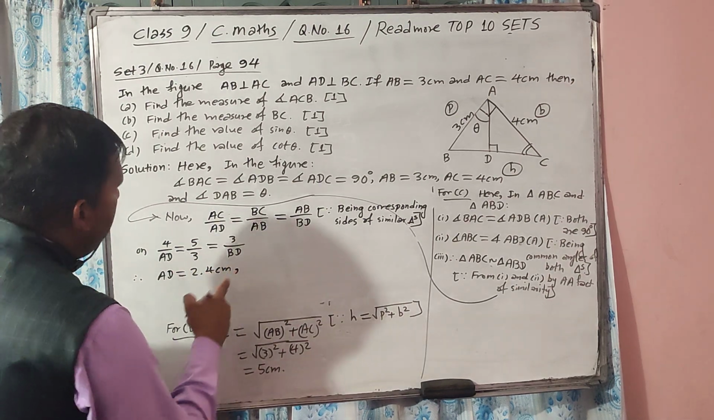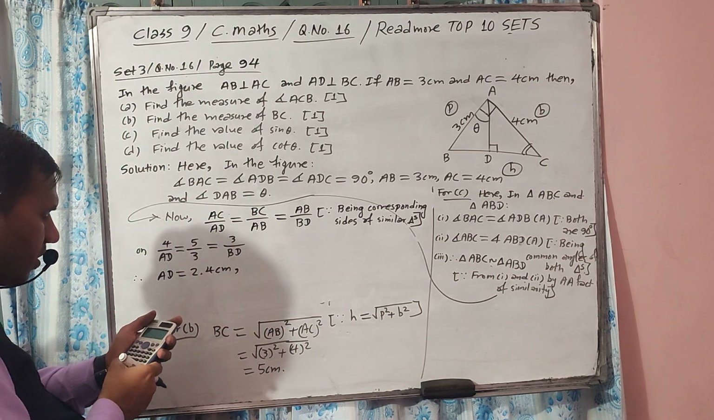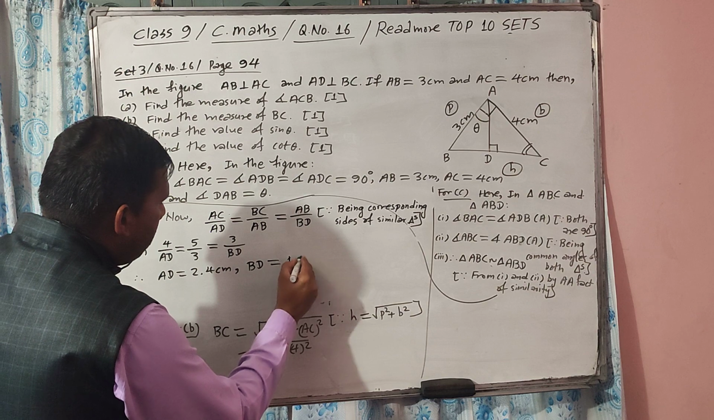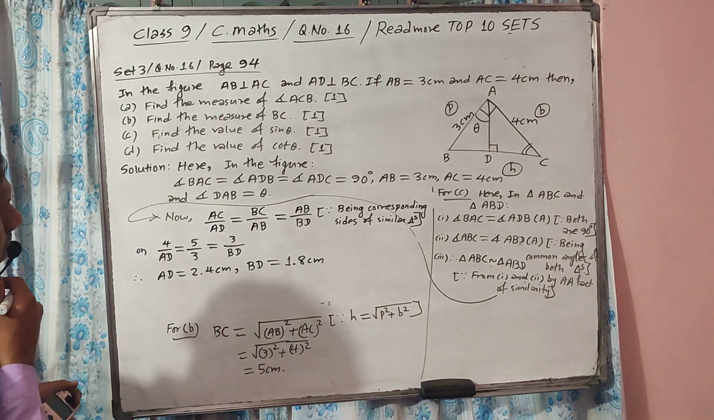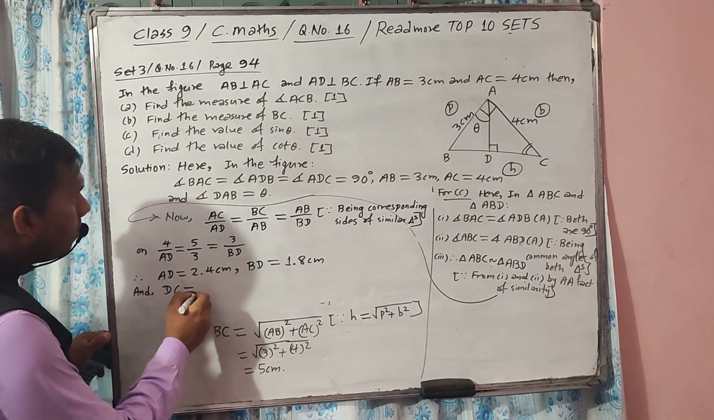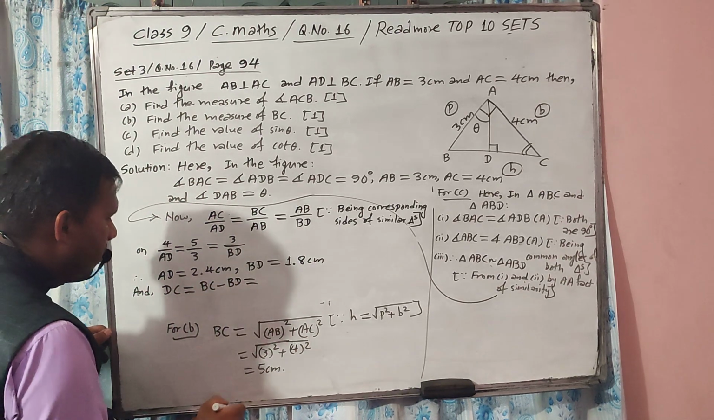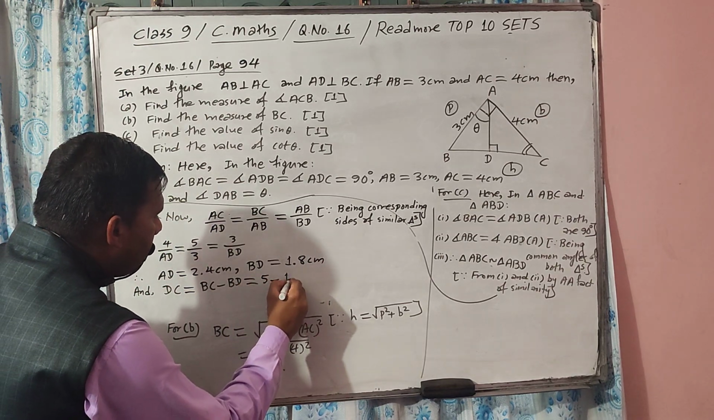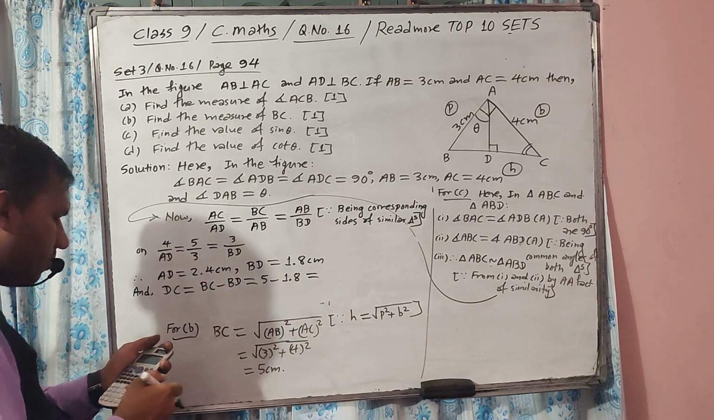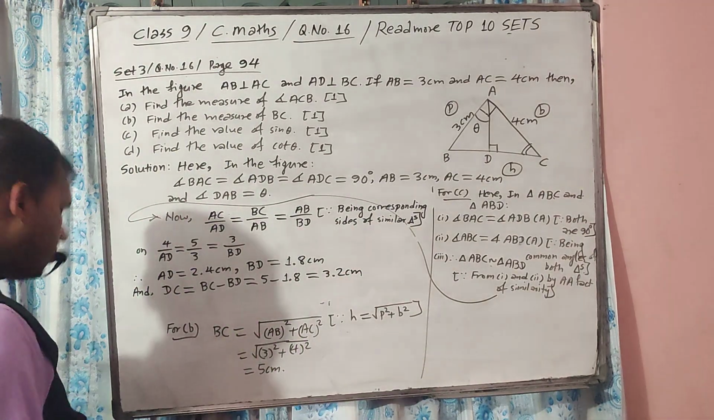Similarly, from the second and third parts, 5 BD equals 3 times 3, which is 9. So BD equals 9 divided by 5, which becomes 1.8. So BD equals 1.8 centimeters. And DC equals BC minus BD, which is 5 minus 1.8, and it becomes 3.2. So all unknown sides are obtained.